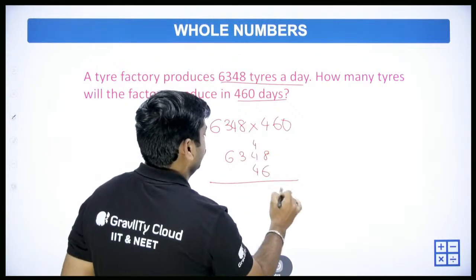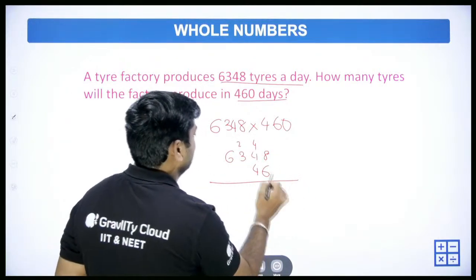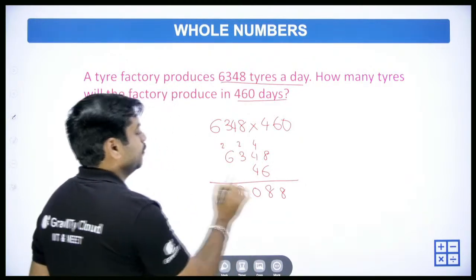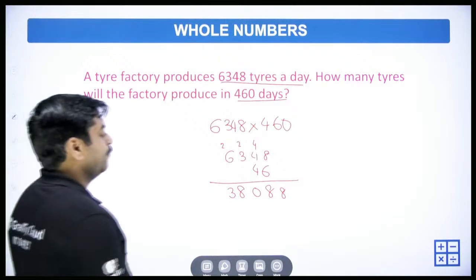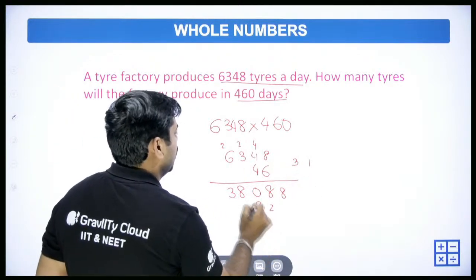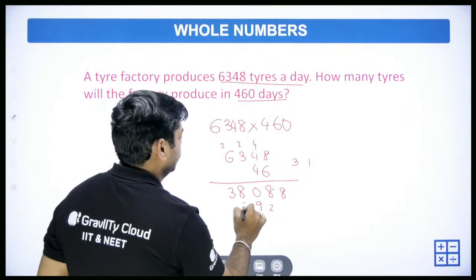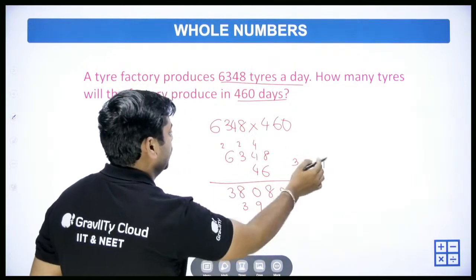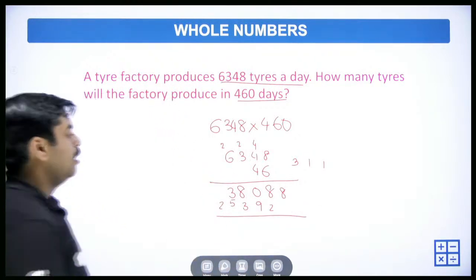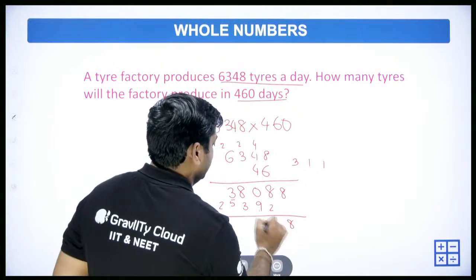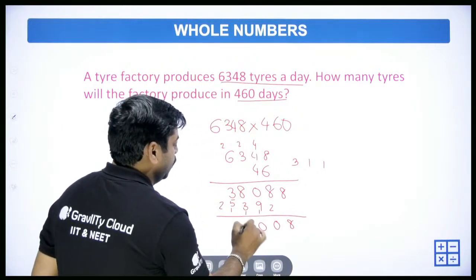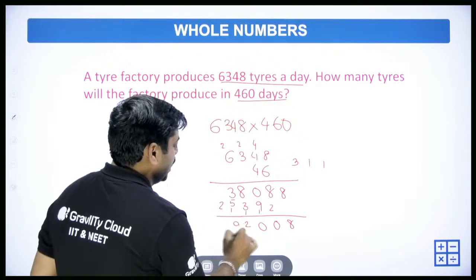So 6348 into 46, and then we'll keep that 0 at the end. We can ignore those zeros. 6 8s are 48, 6 4s are 24, plus 4 is 28, 6 3s are 18, plus 2 is 20, 6 6s are 36, plus 2 is 38, right? And now with 4, 8 4s are 32, 4 4s are 16, 17, 18, 19, 4 3s are 12, 13, and 6 4s are 24, plus 1, 25. Once again, please cross check if there is any calculation mistake.